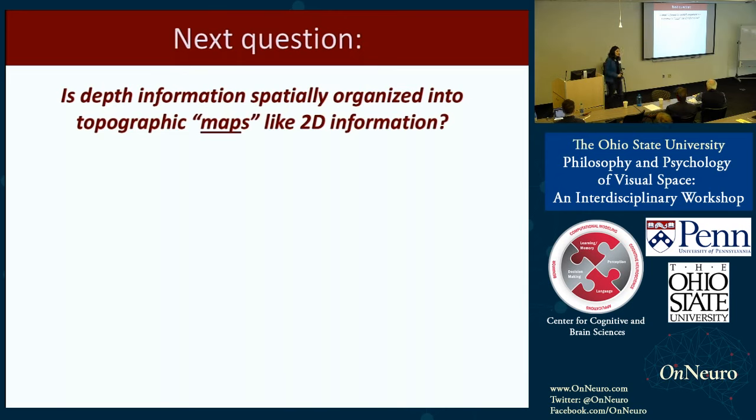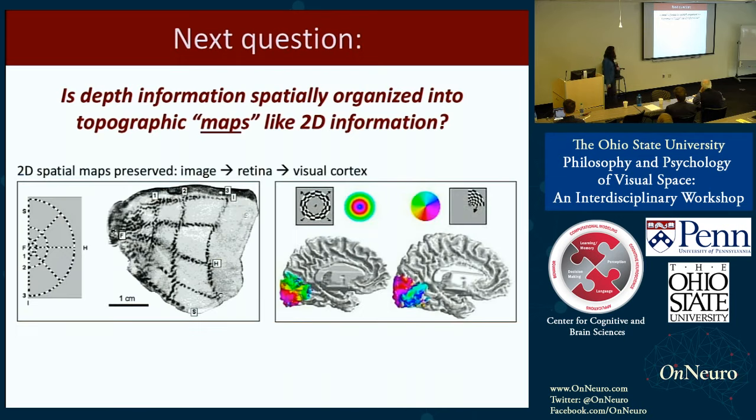But the next thing that we wanted to do was say, okay, if we have these representations of depth in the brain, and we have these areas that seem to have representations of both 2-dimensional space and depth, so maybe these putative integrated 3D representations, well, is that depth information organized systematically into spatial topographic maps like the 2D information that I talked about before?